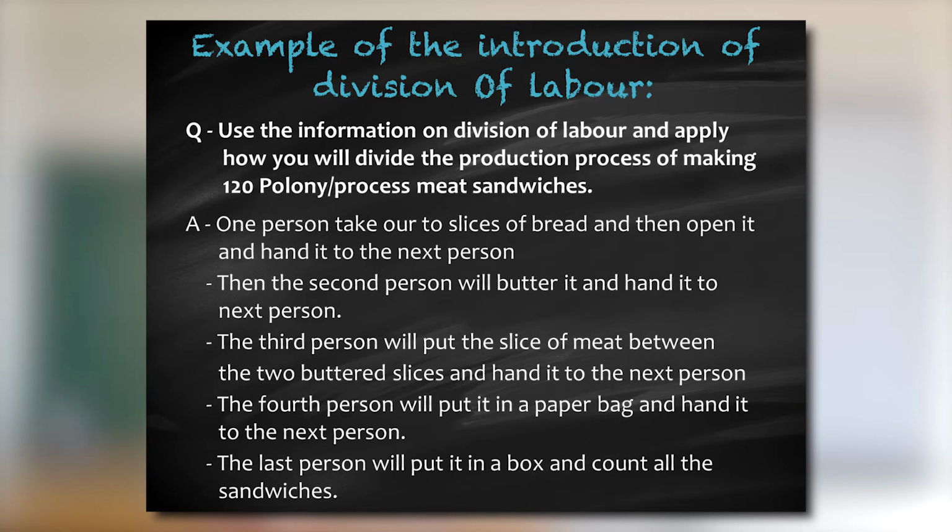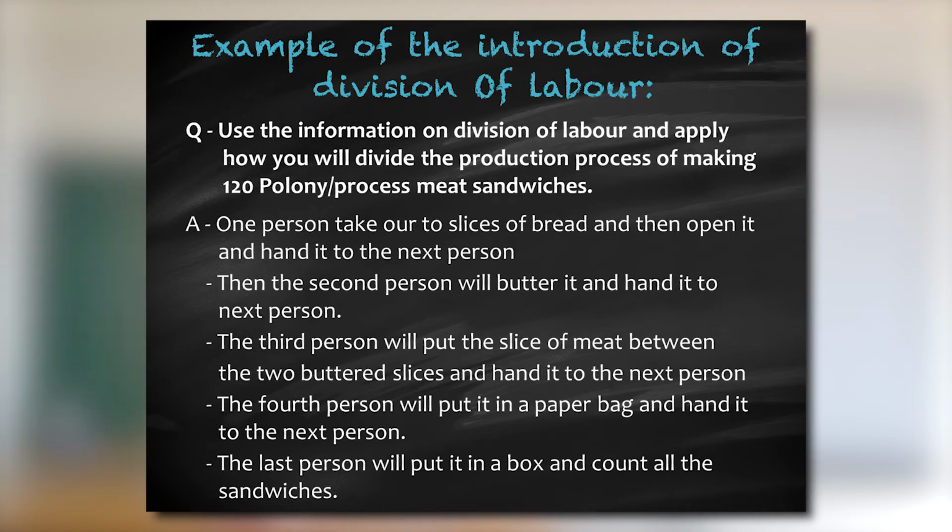The next person will butter the bread and hand it over to the third person. The third person will put meat inside, like a salami or a polony, close it, and hand it over to the fourth person. The fourth person will put it in a bag and seal it, and then hand it to the fifth person, and they put it in a box and count it.